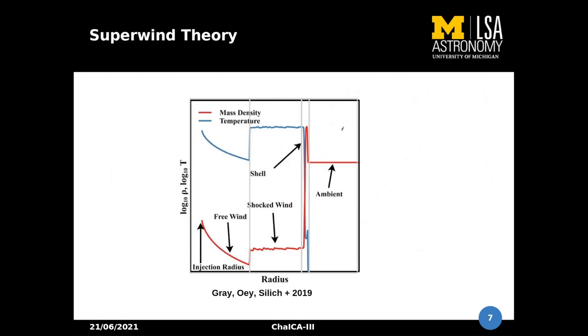And here again is a schematic view of these 4 regions: the freely expanding region, the region where there is a bubble, and the region where there is the shell and ambient medium. Blue here is the temperature, and red here is the density. And here you see the formation of the shell, and in the temperature you see the formation of the bubble.